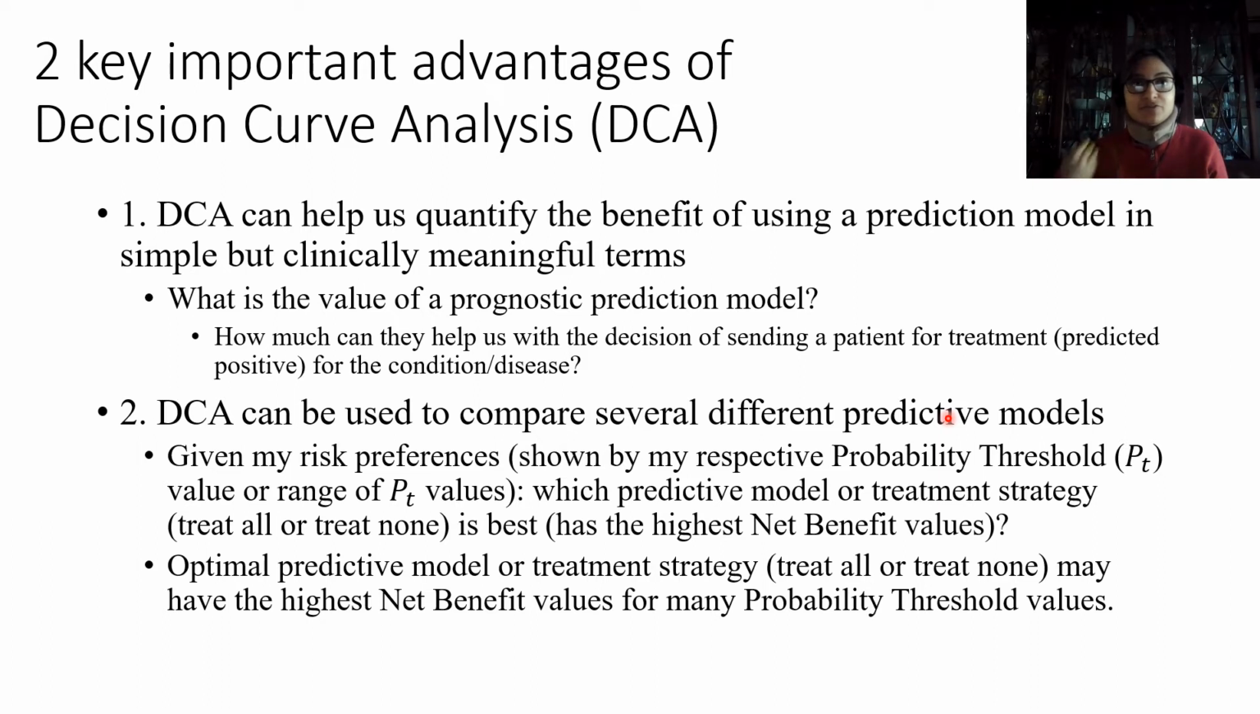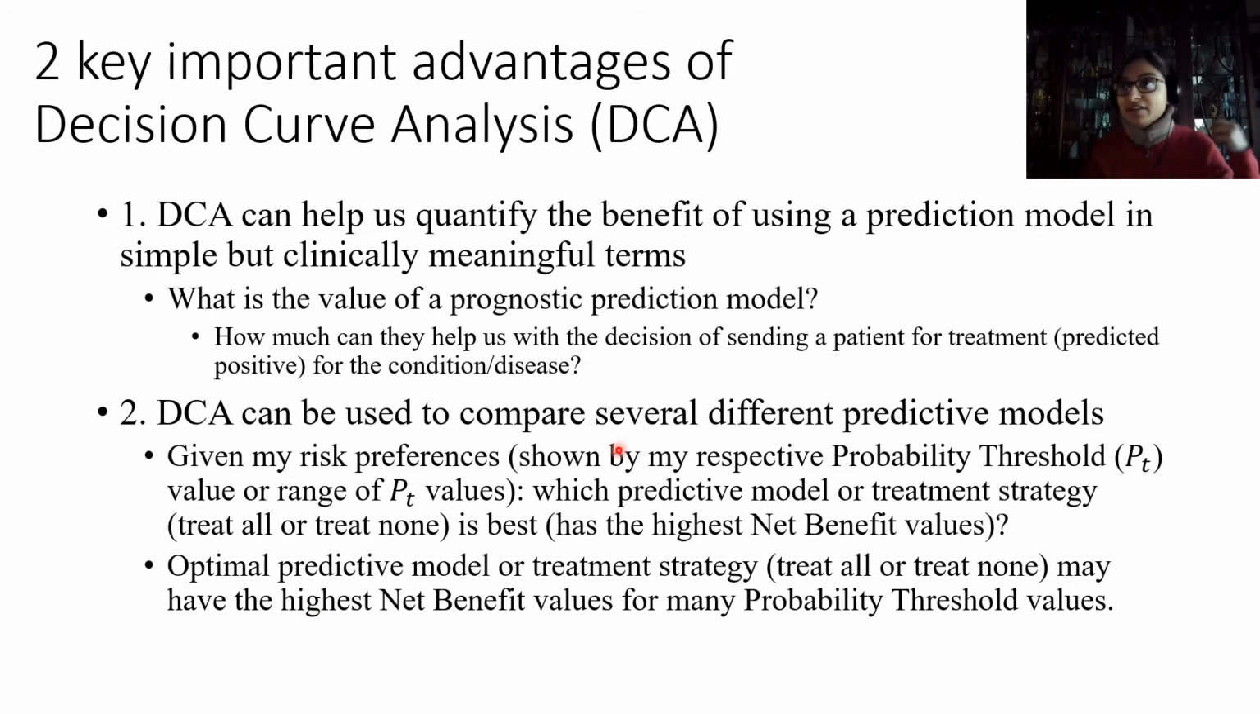For instance, I'll go for treatment if I have a predicted probability of having the disease that is at least 28%, for instance. Then which models tend to do the best for 28% or higher? Or in a certain range of intervals between 0 and 1, which predictive model tends to have the highest net benefit values, then it tends to be optimal.